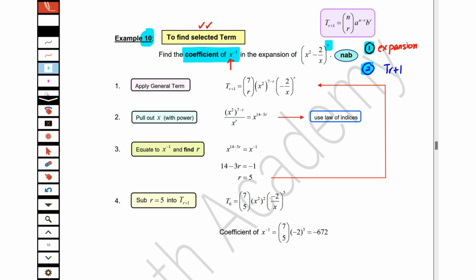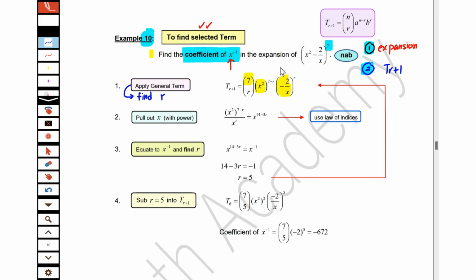So the first step is always to apply the general term. When you fill up the general term, you always fill up the N, A, B first. The unknown will always be R. That means you have to find R. The idea of applying the general term is always to find R. They did not tell me that this is the 6th term or 7th term or 8th term. I do not know which term this is. Hence, I wouldn't be able to tell you the value of R. I have to find the value of R.